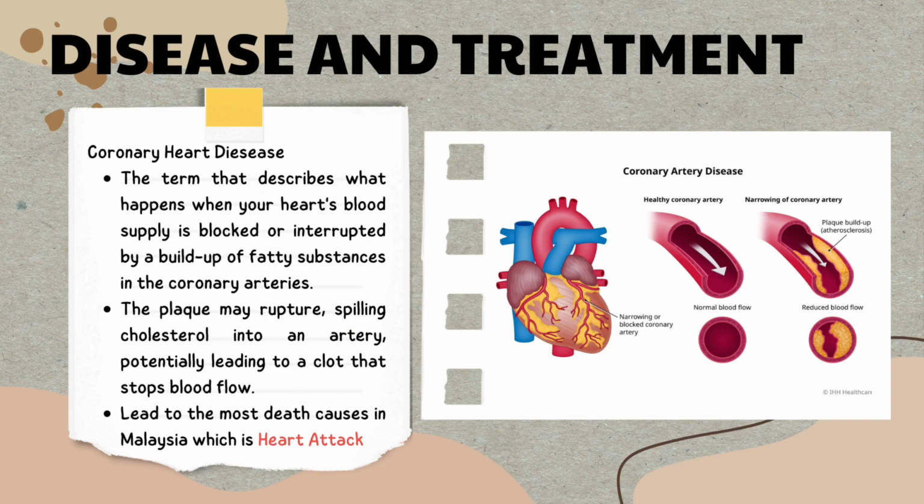And then the last agenda is disease and treatment. So I will talk about coronary heart disease. Coronary heart disease is the term that describes what happens when your heart's blood supply is blocked or interrupted by a build-up of fatty substance in the coronary arteries. The plaque may rupture, spilling cholesterol into an artery and potentially leading to a clot that stops the blood flow. So this will lead to the most common cause of death in Malaysia, which is heart attack.